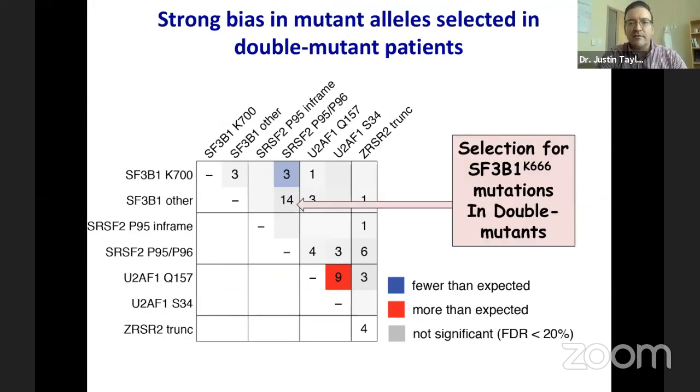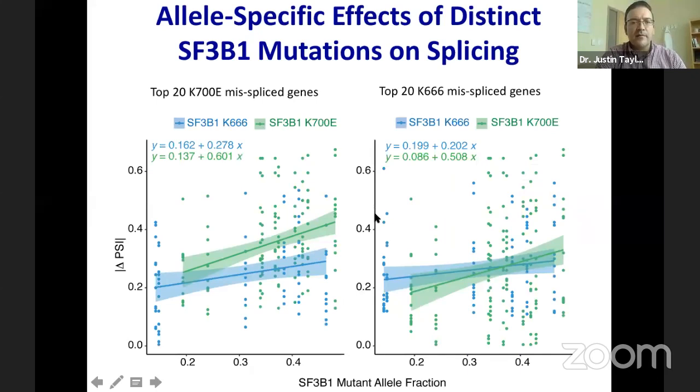The other thing we saw was that there was a selection for these other SF3B1 mutations that are non-K700E, so these other SF3B1 mutations such as K666 or others. And to look a little bit further into this, we took a cohort of single splicing factor mutant patients that had either the SF3B1 K666 mutation or the SF3B1 K700E mutation. And we performed total RNA sequencing and calculated aberrant splicing seen in those patients.